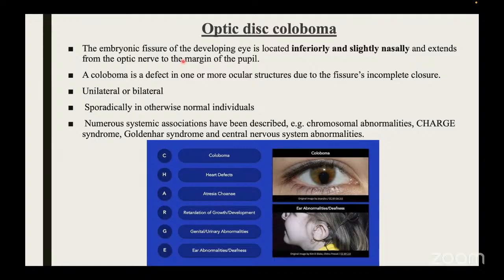And sometimes it is associated with systemic problems such as CHARGE syndrome, with coloboma and central nervous system abnormalities. So actually CHARGE is associated with optic disc coloboma, not morning glory. I'm sorry, I made a mistake here. Regarding CHARGE, here are the letters: C for coloboma, H for heart defects, A for atresia choanae, R for retardation of growth, G for genitourinary abnormalities, and E for ear abnormalities or deafness.